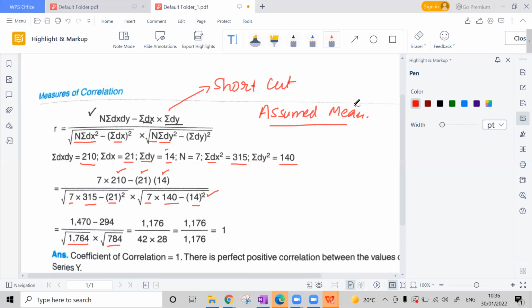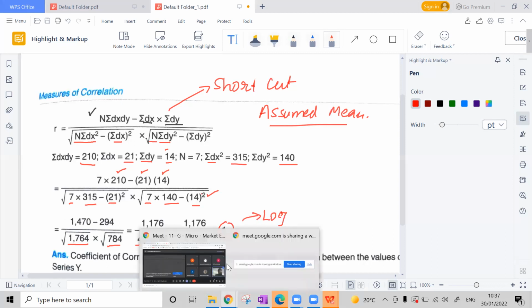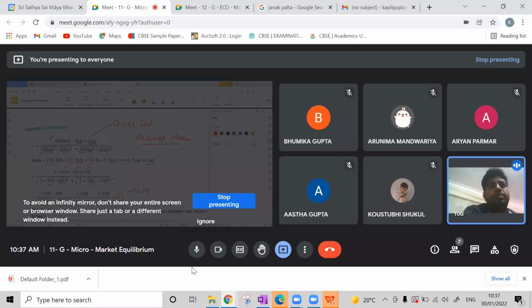So again, the answer will be 1. For calculation of log, again I told you that if it is a four-digit number, you have to convert it into a decimal. 17.64 multiplied by 100. So 17.64 can be calculated, it will be 4.2 or whatever is the answer. And 784 you will convert to 7.84 and then calculate from the log table. So use the log table as much as you can. Is this clear, beta, to everyone? Those who are in the meeting, Arunima, Bhumika, Asta? Yes, sir. Must be clear.